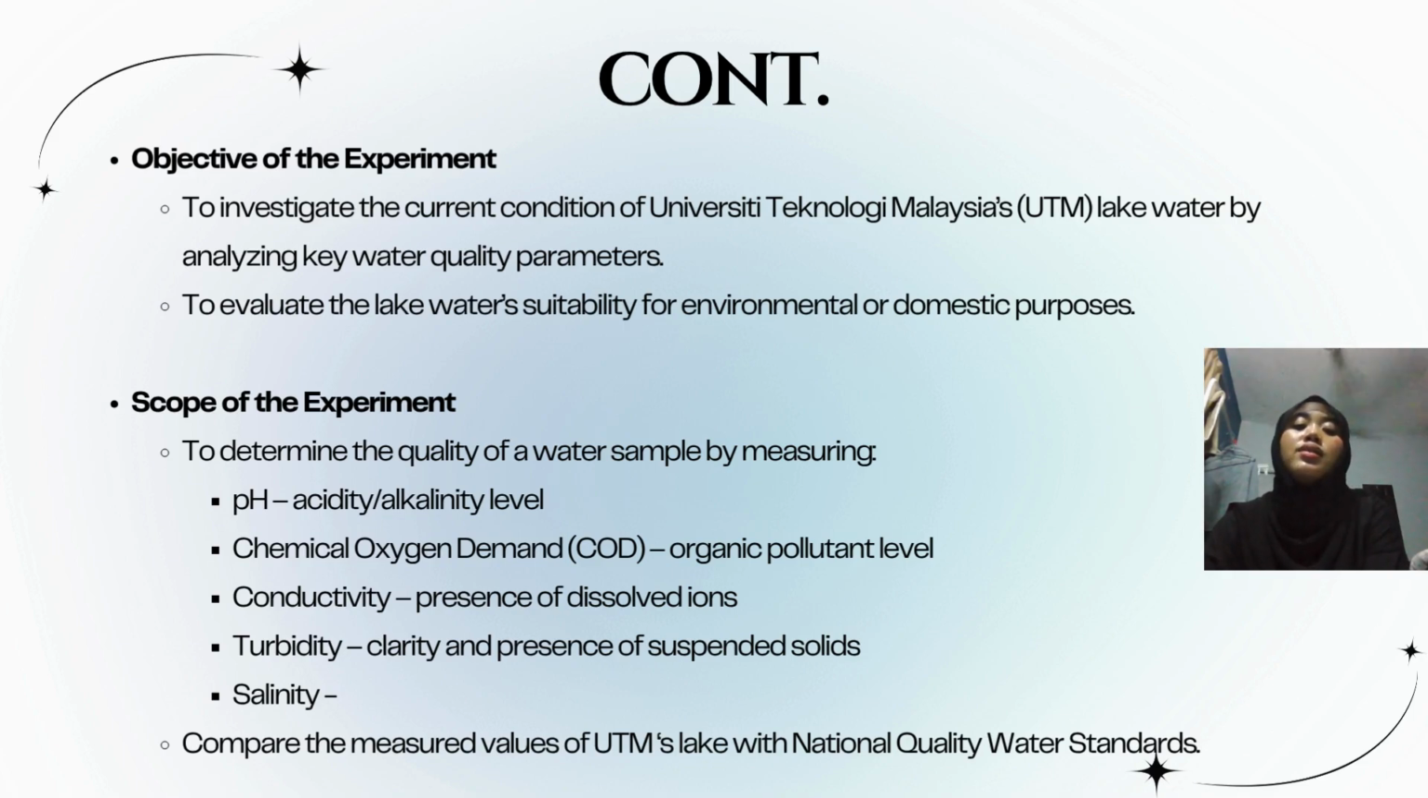Moving on to the scope of the experiment, this involves measuring a range of important water quality indicators. These include pH, which indicates the water acidity or alkalinity, chemical oxygen demand, a measure of the organic pollutant in the water, conductivity, which tells us how many dissolved ions are present, turbidity, which reflects how clear the water is and the presence of suspended particles, and salinity, which measures the concentration of dissolved salts. After collecting and analyzing this data, we will compare the values with the National Water Quality Standard to assess whether UTM's lake water meets the required benchmarks.